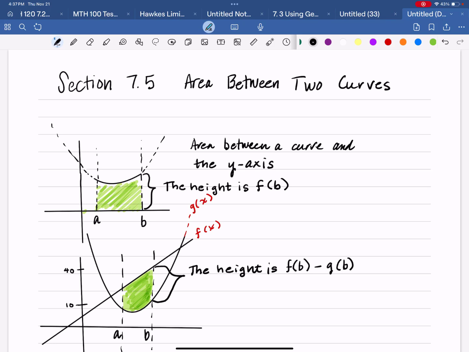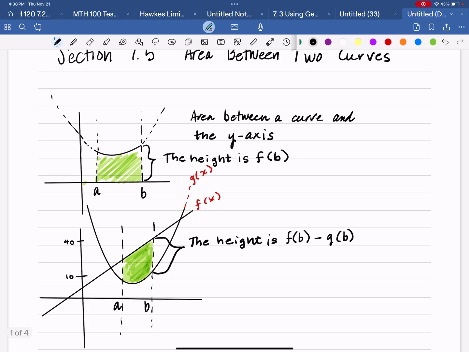In section 7.5, we're going to examine the area between two curves. So far, we've looked at the area between a curve and the x-axis. So the height, for example, on this right-hand edge of this shape is just f of b, because here's your function, right? And the height is going to be the y value at b, and that's what f of b means. And the same thing would be true for all heights along this curve. You'd have to evaluate it at any of those x values, whatever they happen to be.